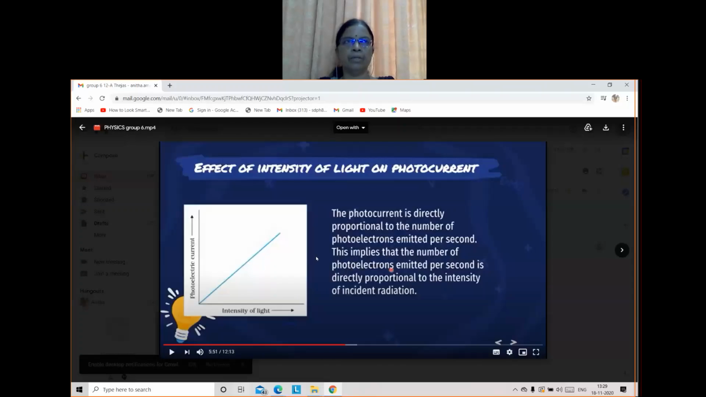More intensity means more photons are incident, and therefore, one photon, one electron, like that the electrons are ejected. So more photons are incident, more electrons will be ejected. That means per second, so more electrons per second, that is the current. Electrons flowing per second, that is current. So more photoelectric current flows. So that is the explanation for that. You can write next: this implies that the number of photoelectrons emitted per second is directly proportional to the intensity of incident radiation.